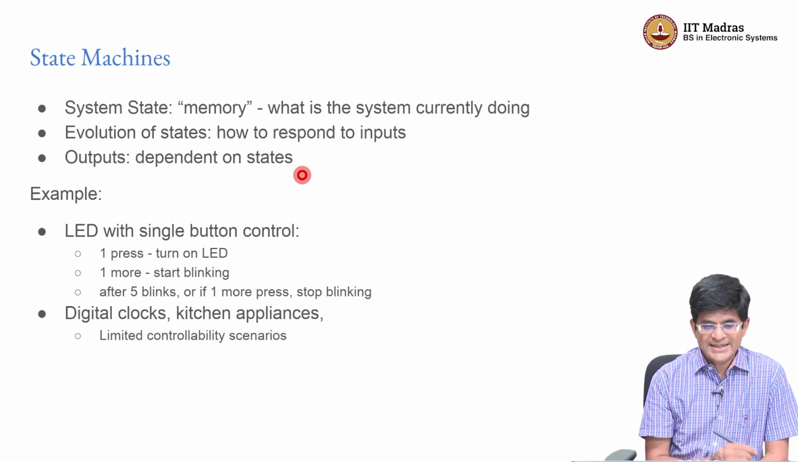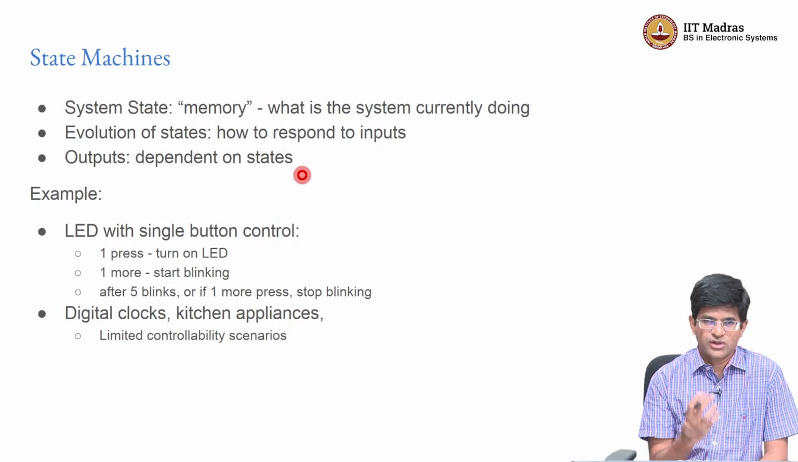Now, an example of this, some of you may have actually come across, possibly watches or small alarm clocks where you pretty much just have one or maybe two buttons, right? And you have to do all the control using those two buttons. Now, how do you set the time, right?